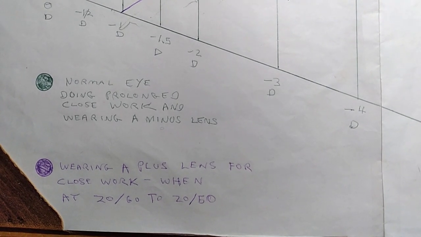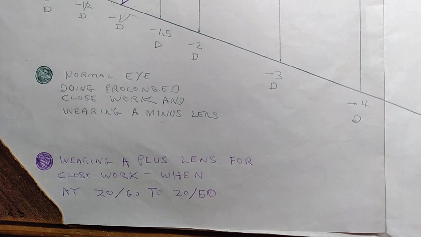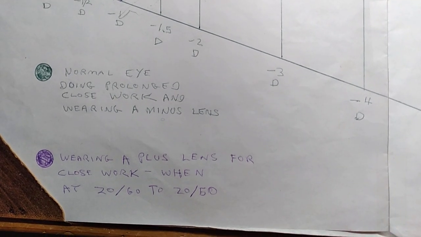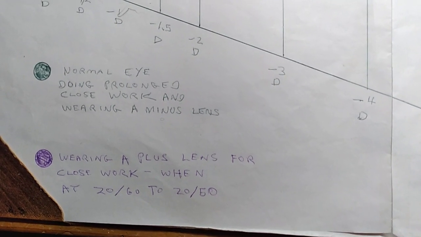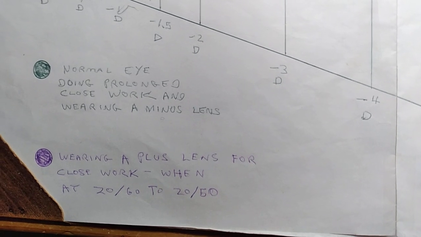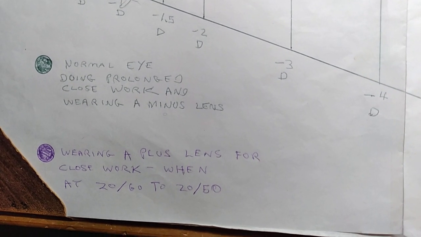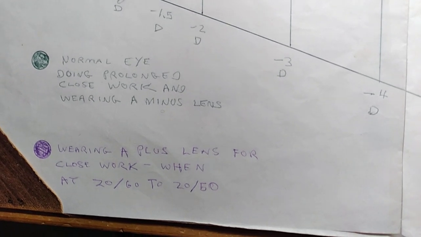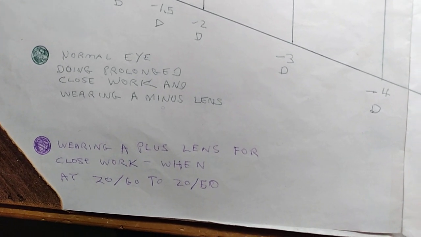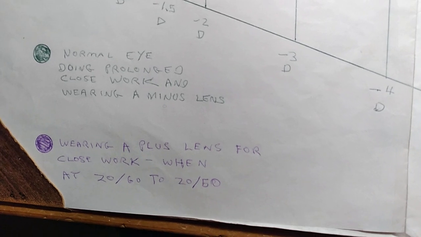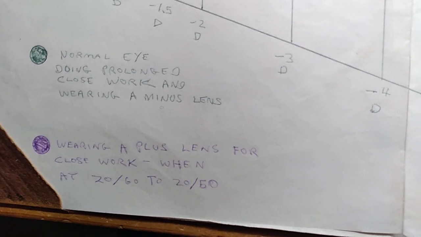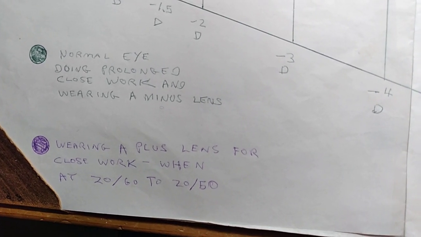Let me see if I can do a better job for Jacob Rafelson and prevention. And there are two curves here. One is a normal eye, the green, and the pink or purple wearing a plus lens for close work when you're at 20/50.